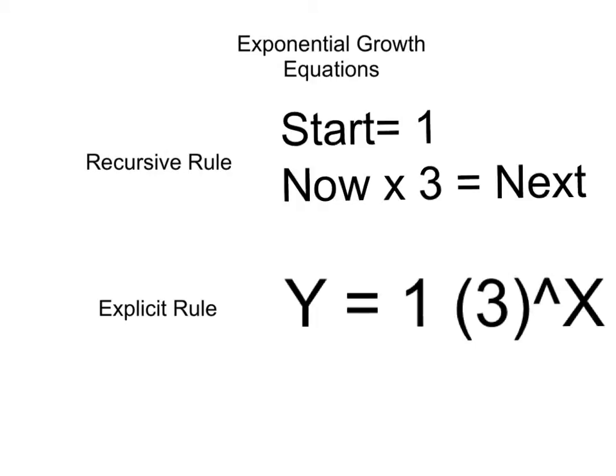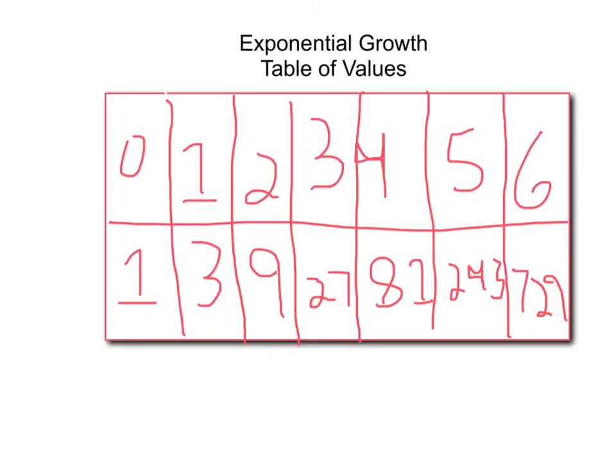The recursive rule starts at 1, it's now times 3 equals next. Explicit rule is y equals 1 times 3 to the x power. This is the table of values for the exponential growth equations. You can see that the previous number times 3 equals the next number.